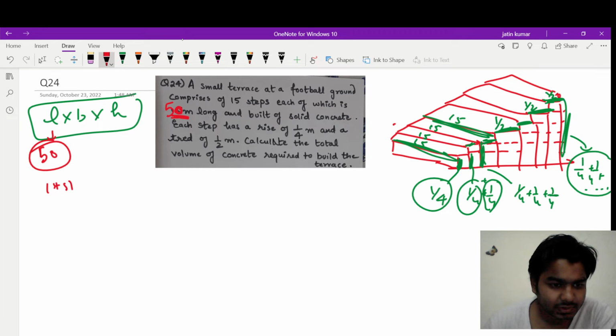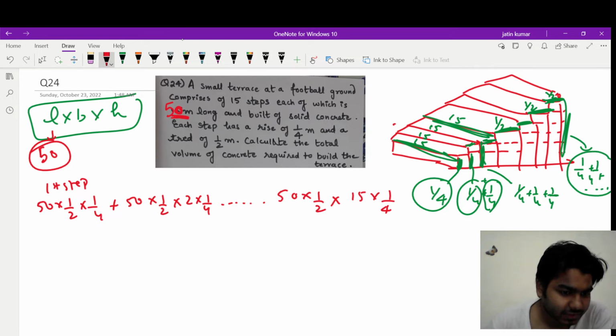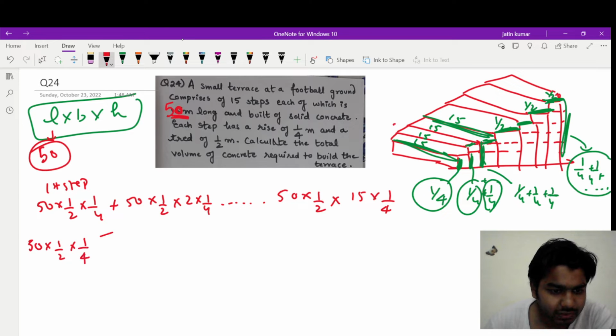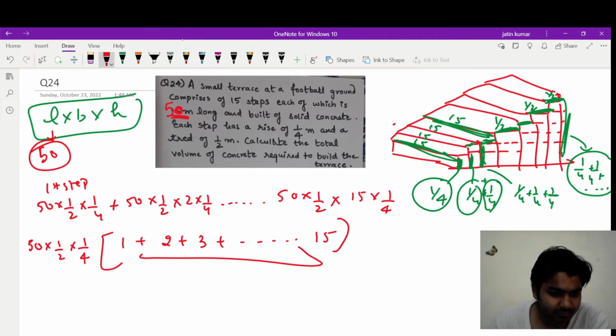First step: 50 into 1 by 2 into 1 by 4 plus 50 into 1 by 2 into 2 into 1 by 4, and so on till 50 into 1 by 2 into 15 into 1 by 4. This is the volume of 15 steps. Can I take 50 into 1 by 2 into 1 by 4 as common? If we take common, we are left with 1 plus 2 plus 3 till 15. Now we have to simply find the sum.